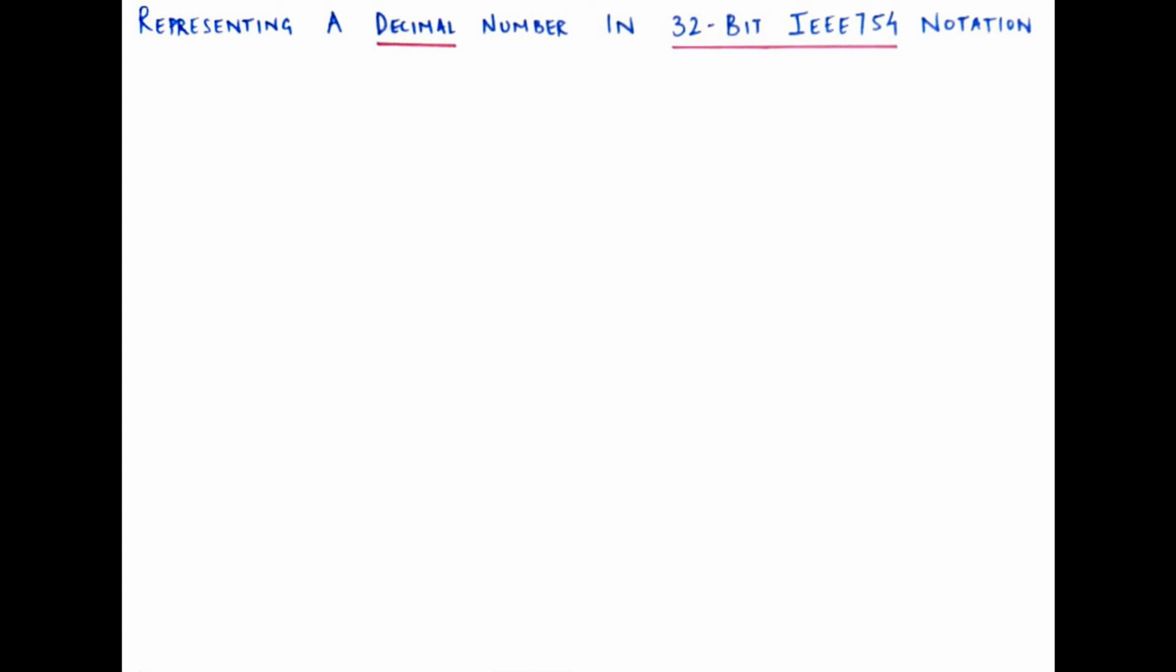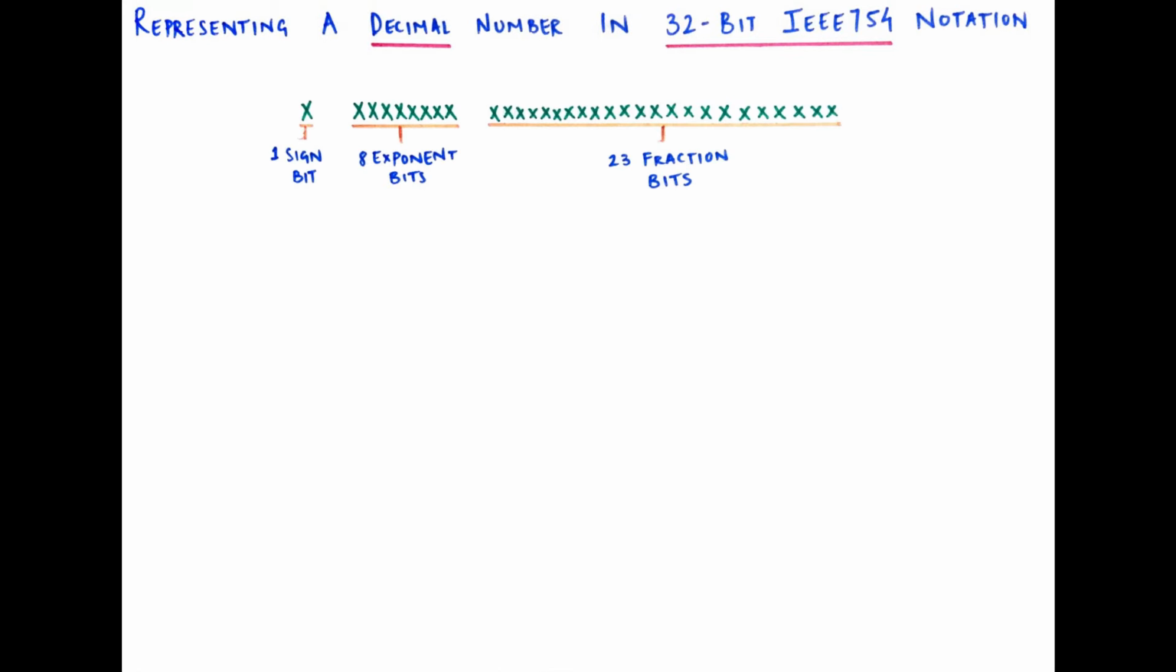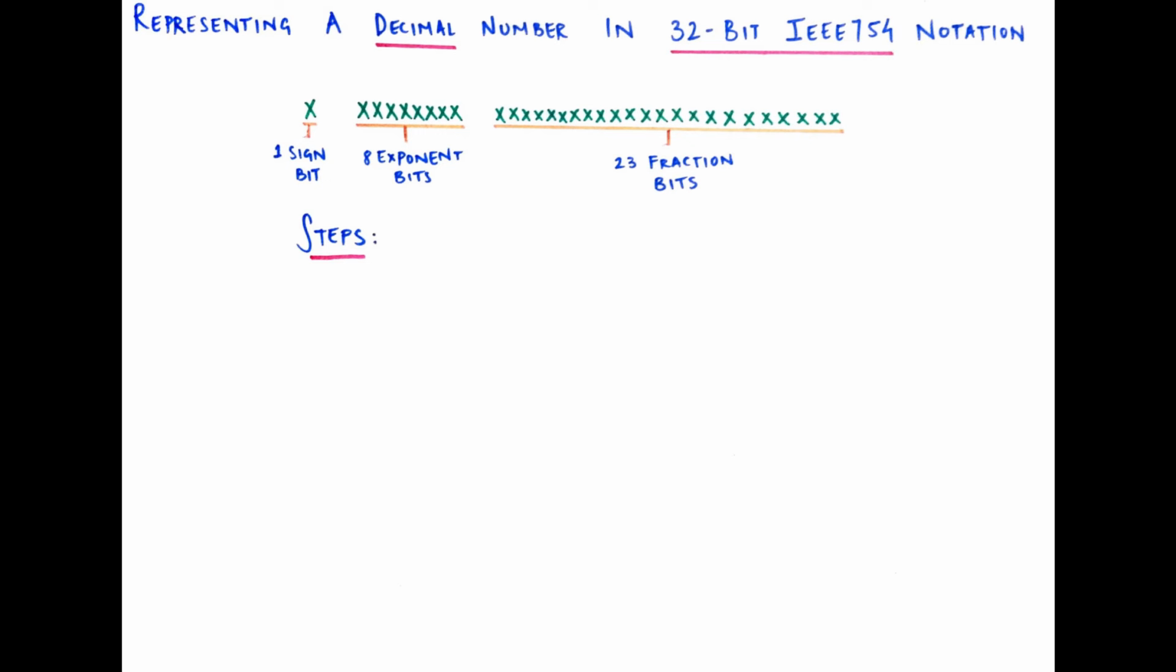In this video, I will be discussing how to represent a decimal number in 32-bit IEEE 754 notation. Basically, what we have to do is represent a decimal number in 32 bits such that the first bit is the sign bit, the next 8 bits are the exponent bits, and the last 23 bits are the fraction bits. There are 5 steps involved in this process.